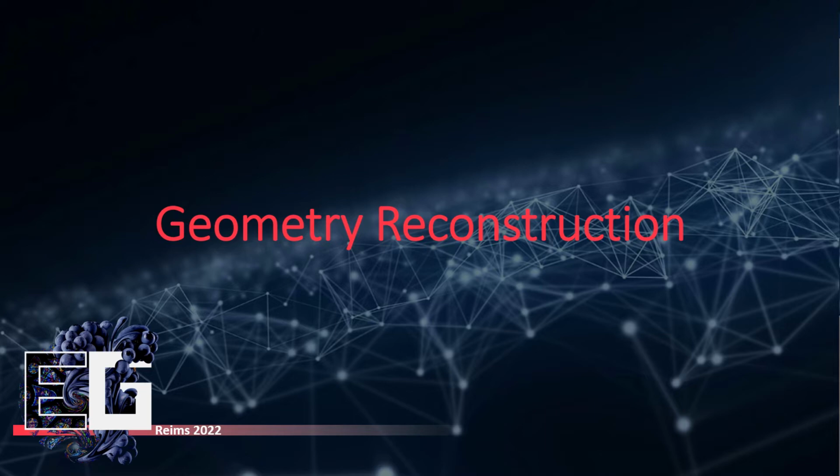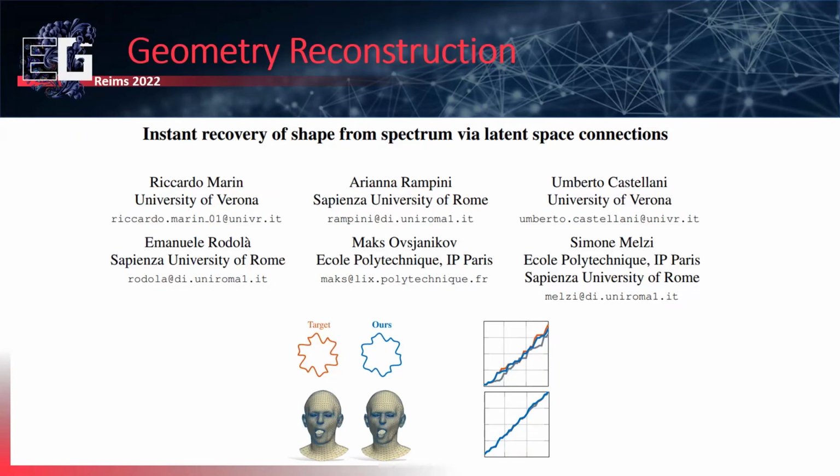Once we are able to predict the union eigenvalues, we can address several tasks. For example, geometry reconstruction. Recent work by Marin et al., Instant Recovery of Shape from Spectrum via Latent Space Connections, is able to recover the shape from its eigenvalues. So given some numbers that are the eigenvalues of an unknown shape, this method is able to recover the shape that is represented by those eigenvalues. It only works with complete shapes.